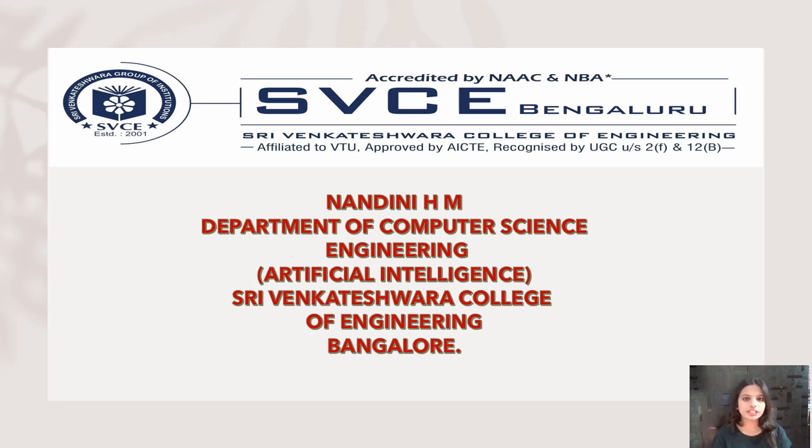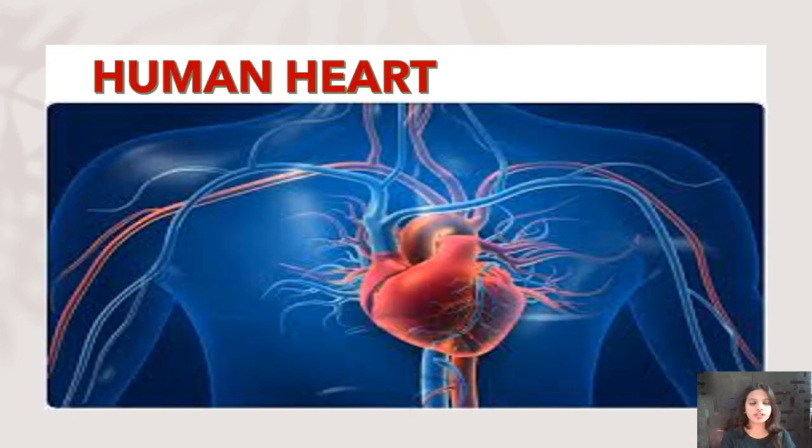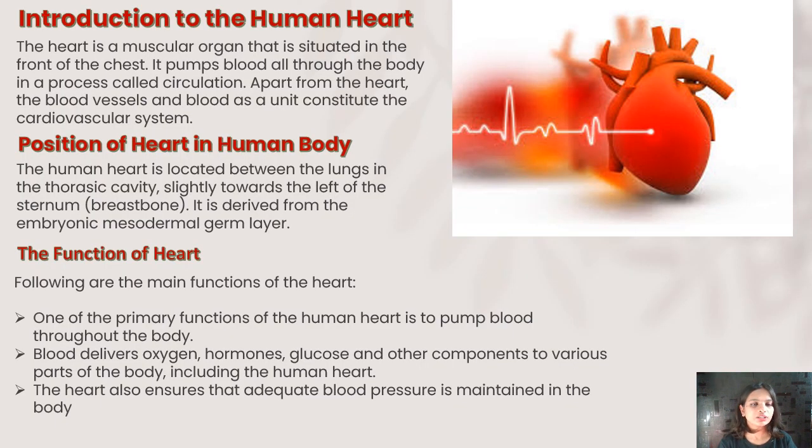Today I am here with a new interesting topic related to humans, that is the human heart. Let us briefly discuss the human heart. Introduction to the human heart. The heart is a muscular organ that is situated in the front of the chest. It pumps blood all through the body in a process called circulation. Apart from the heart, the blood vessels and blood as a unit constitute the cardiovascular system.